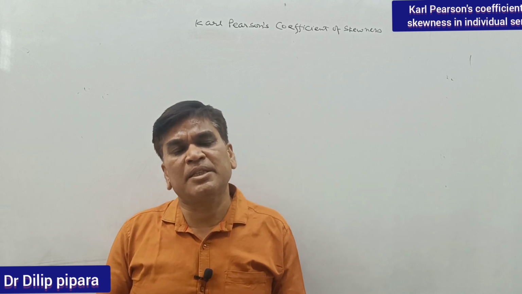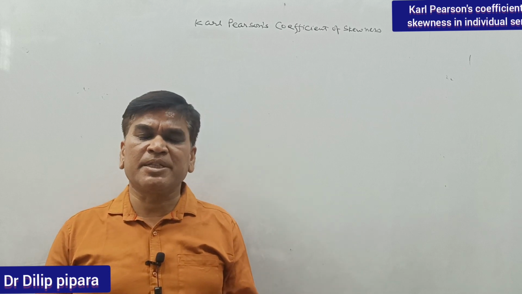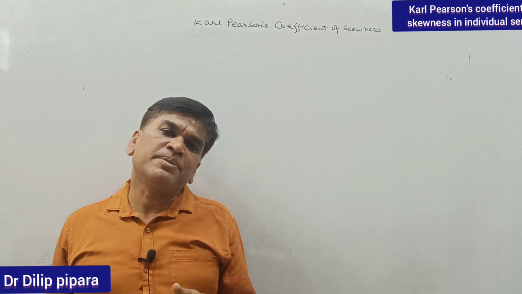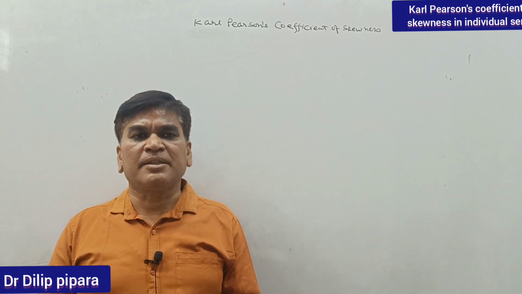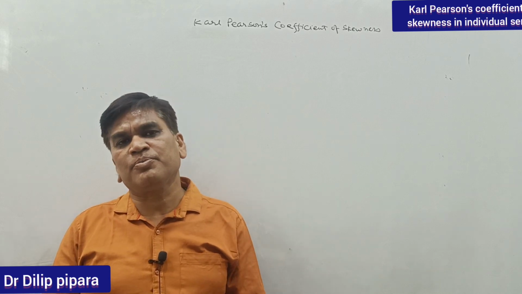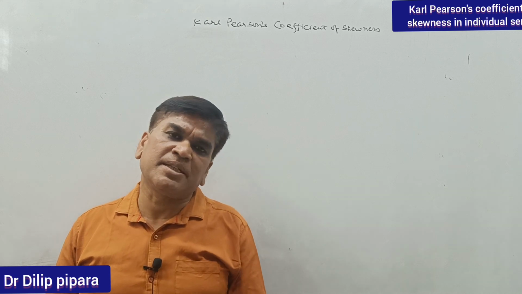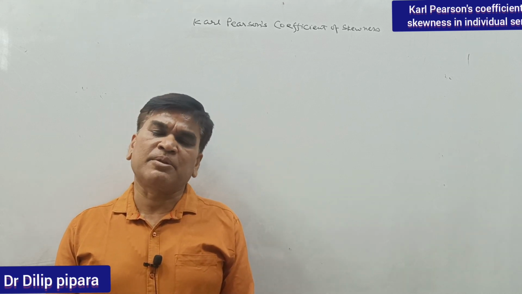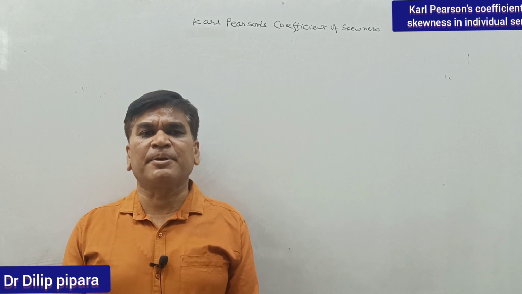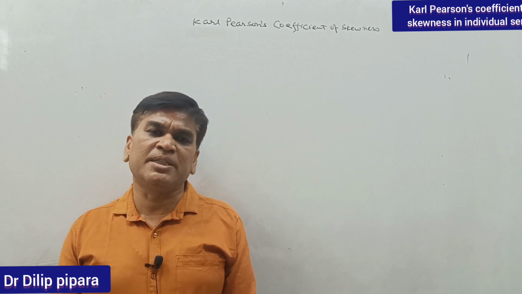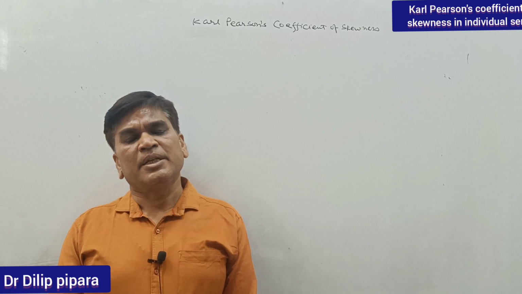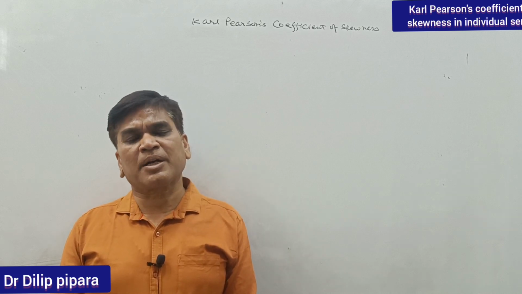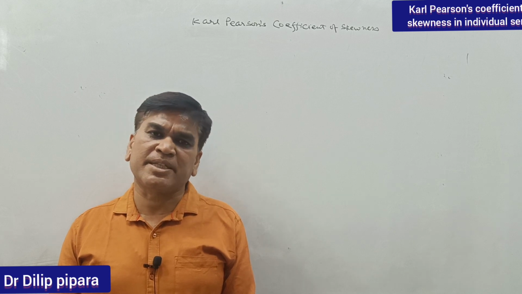As far as other measures of statistics are concerned, sometimes they don't write which method you have to use, but as far as skewness is concerned, in the examination they write that you should calculate the skewness with the help of the Karl Pearson method or the Bowley method. So it's very important. Today we are going to discuss the Karl Pearson method of measuring skewness.